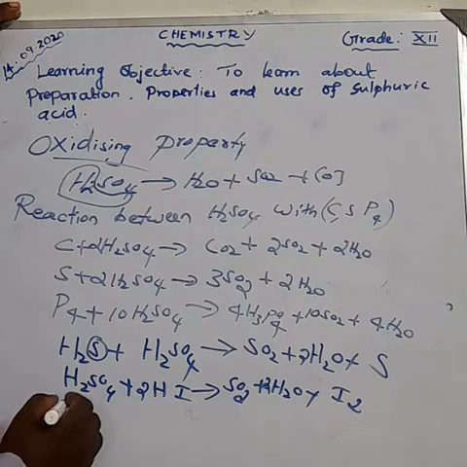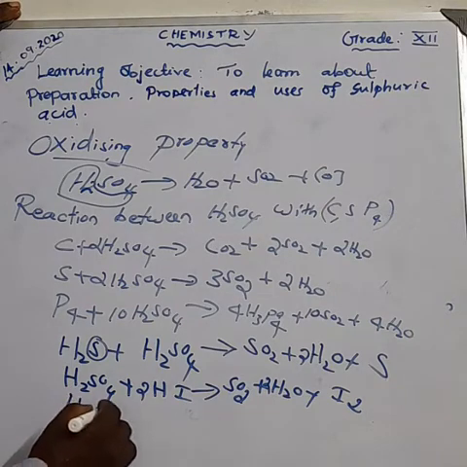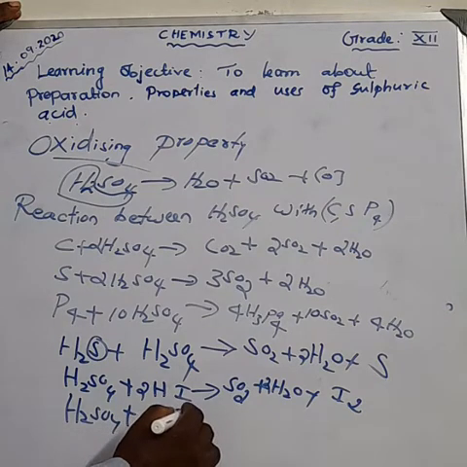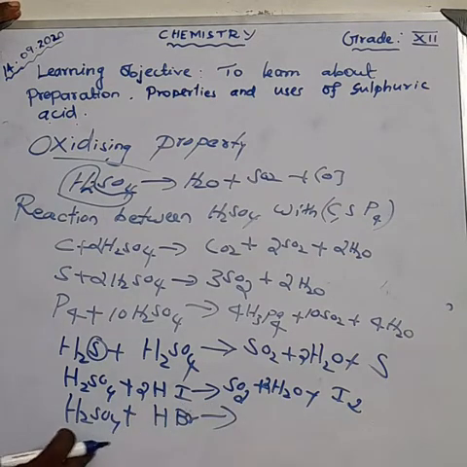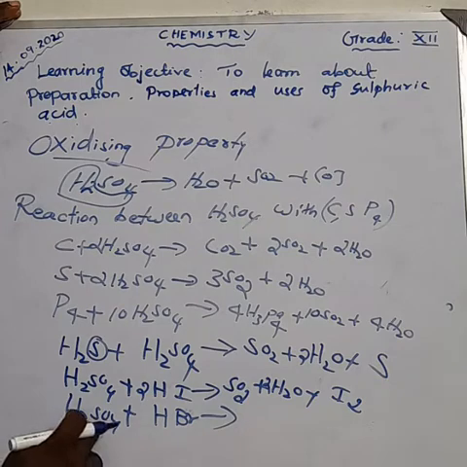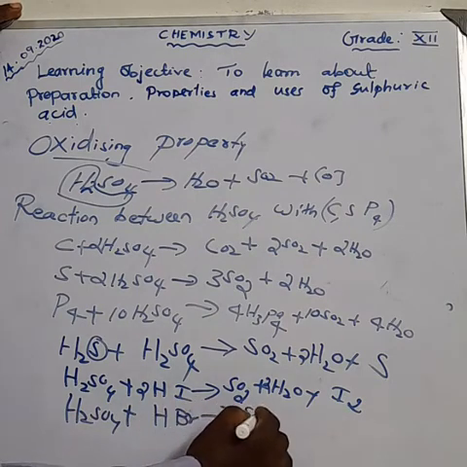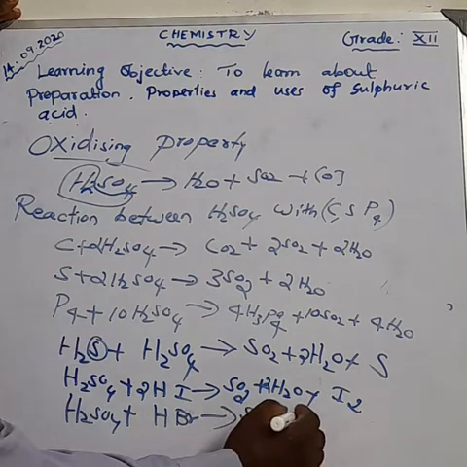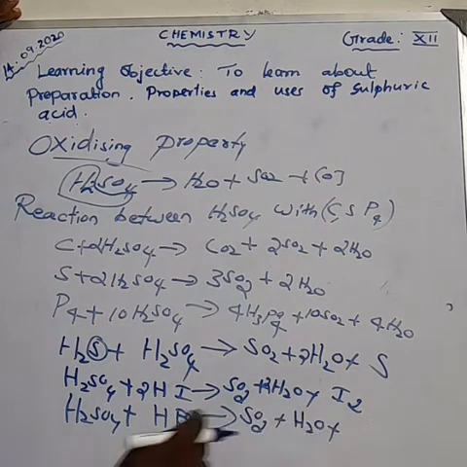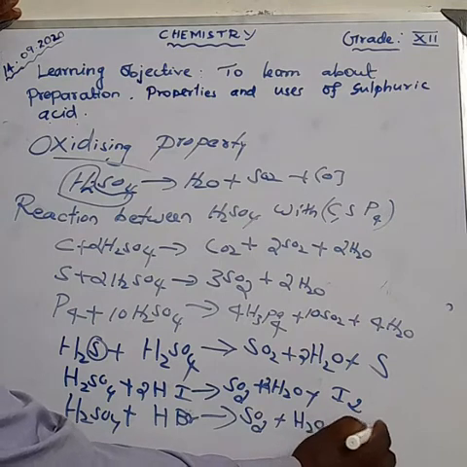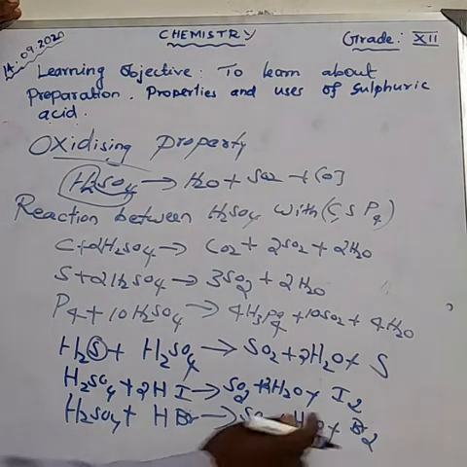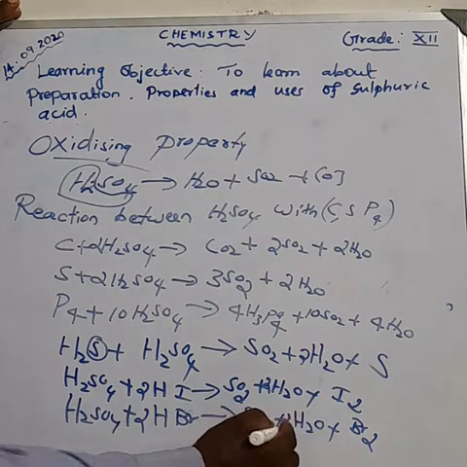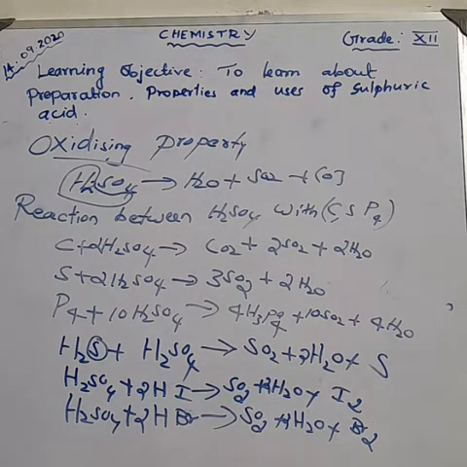Okay. Next, sulfuric acid reacts with HBr. Sulfuric acid reacts with HBr to form, again, sulfur dioxide, plus hydrogen combines with OH to form water molecules, plus Br2 is liberated. How much Br is here? 2 Br. How much hydrogen? 4 hydrogen. So make it 2 here. Now the equation is balanced.